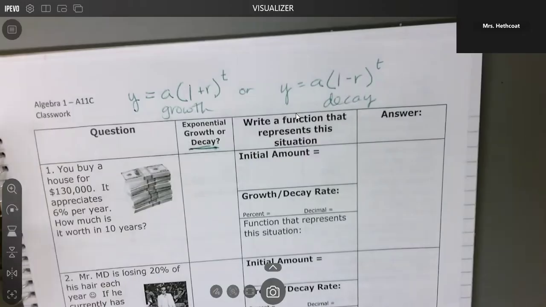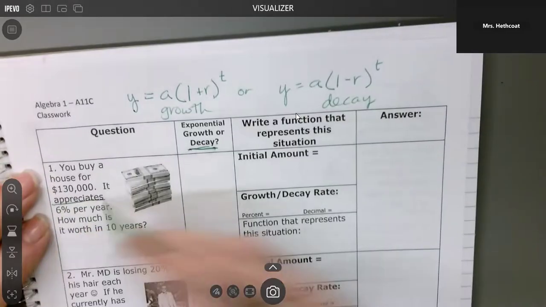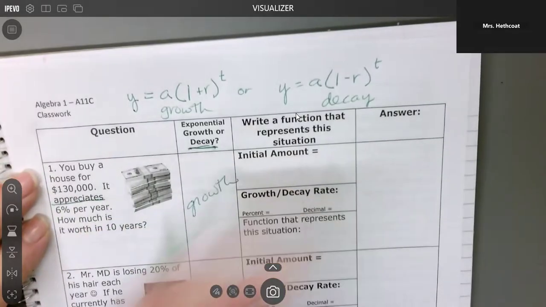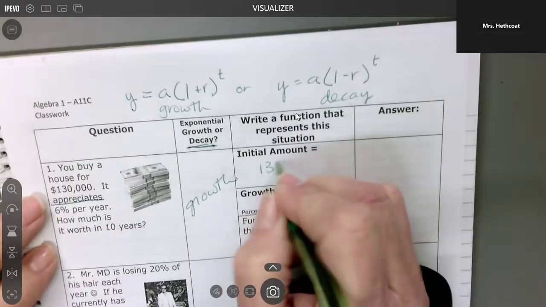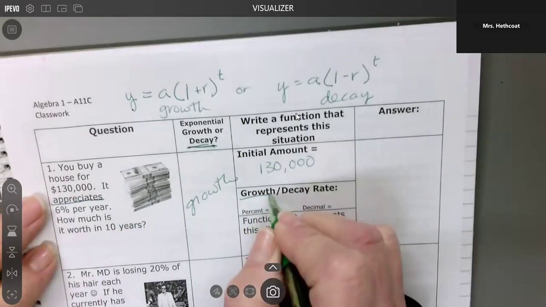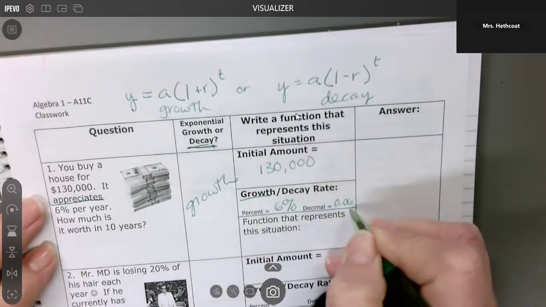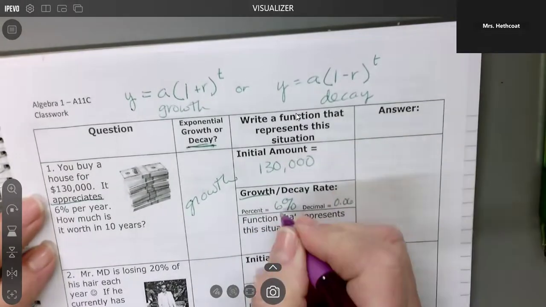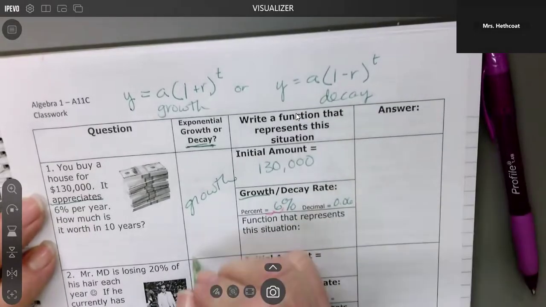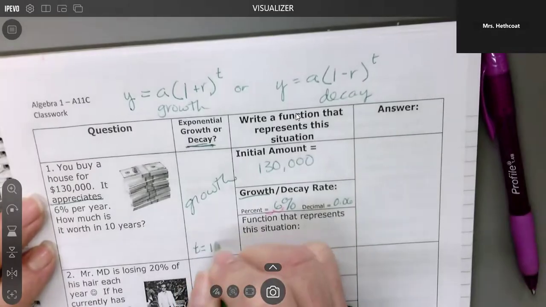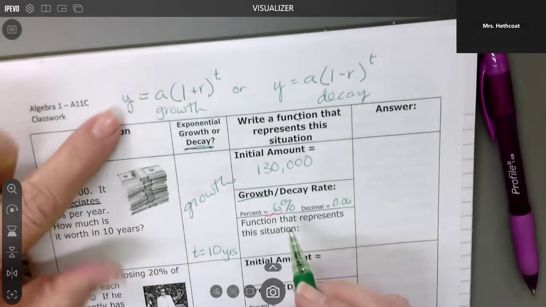Okay, welcome back. So, if you buy a house for $130,000, it appreciates, that's going to be growth, at 6% per year. How much is it worth in 10 years? So our initial amount is $130,000. It is growth at 6%, in decimal form that is 0.06. We take the decimal in the percent and we move it 2 places to the left. That's how we get the 0.06. I also like to put the time even though we don't have a box for it, so 10 years. And then I'm going to plug these numbers into this equation for growth.